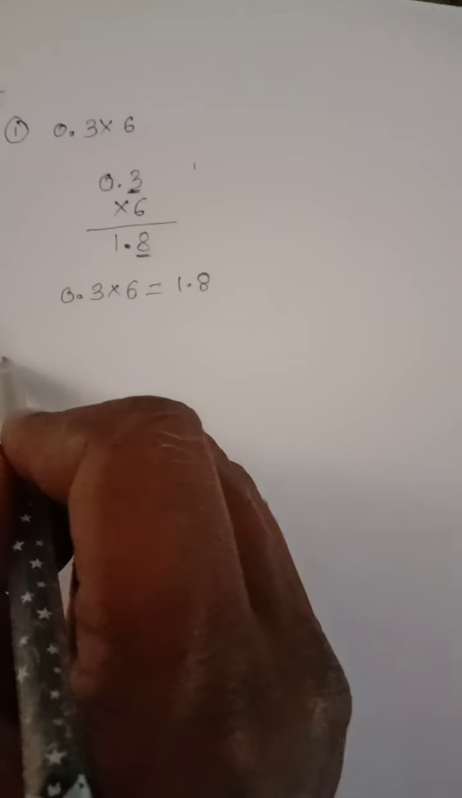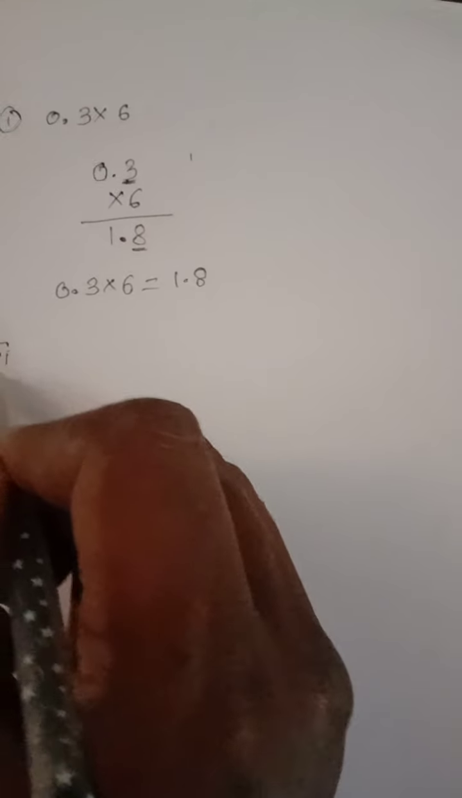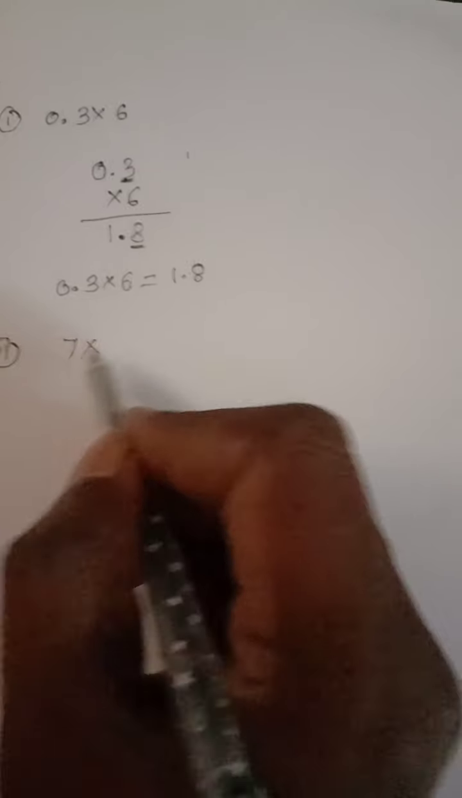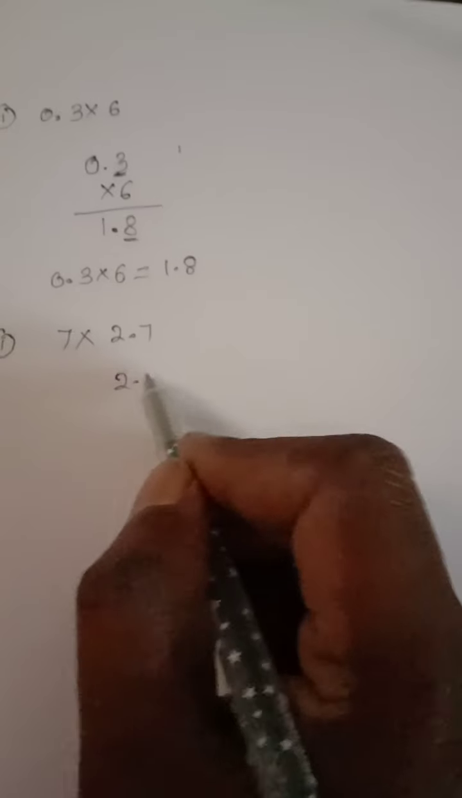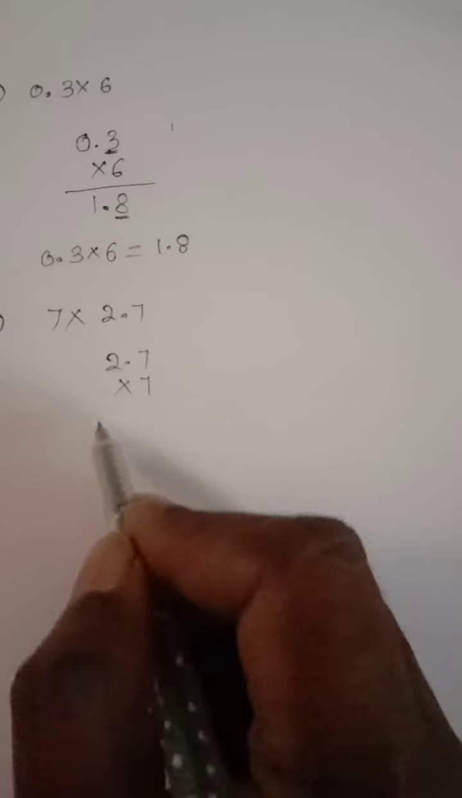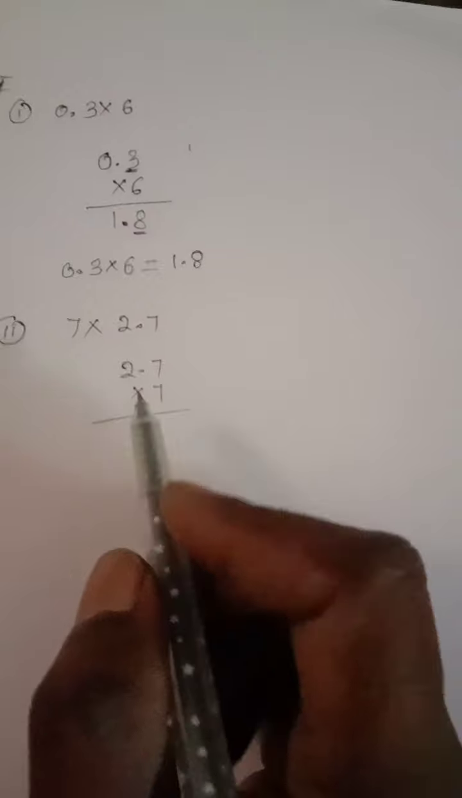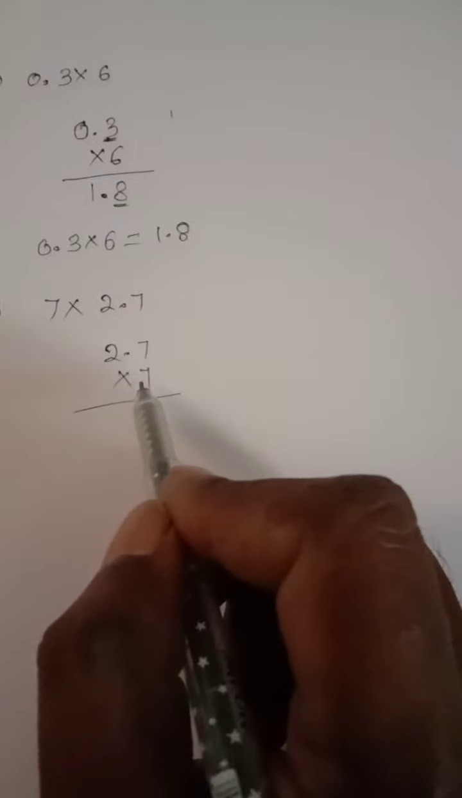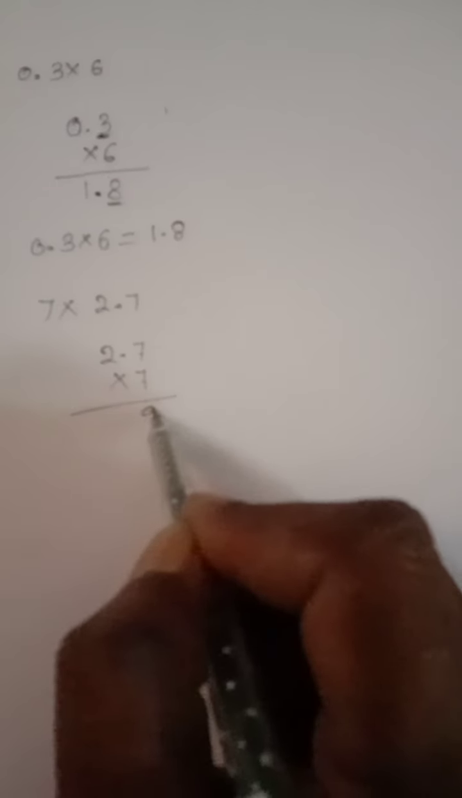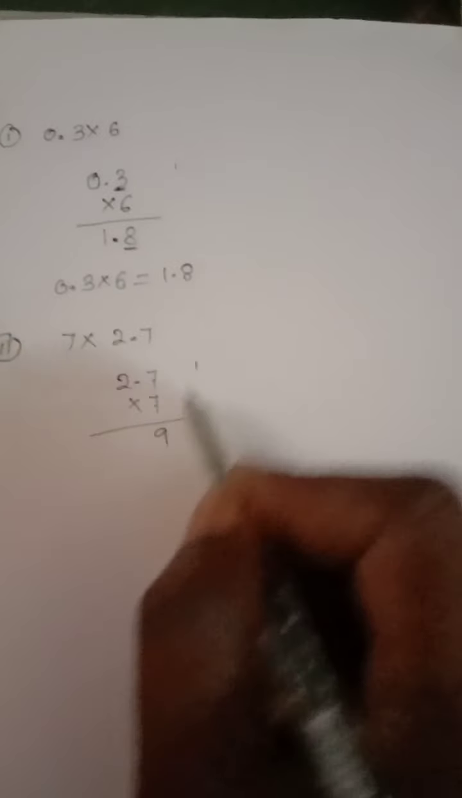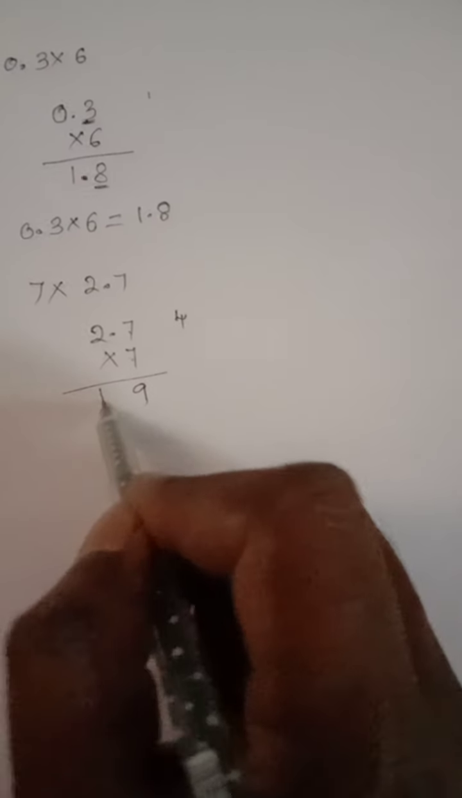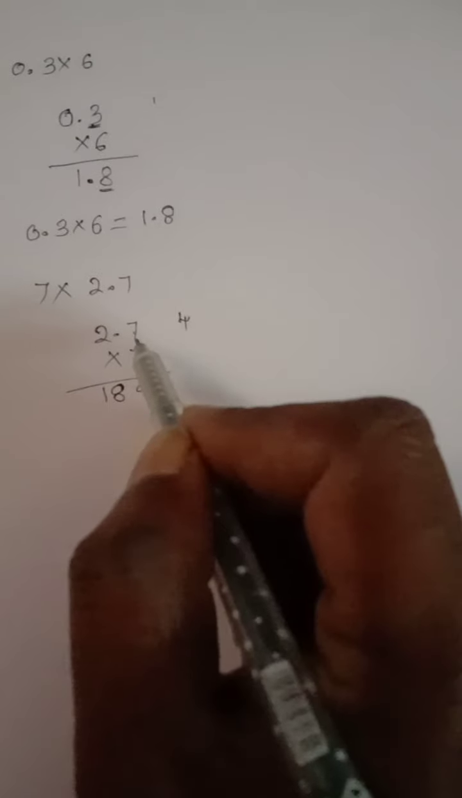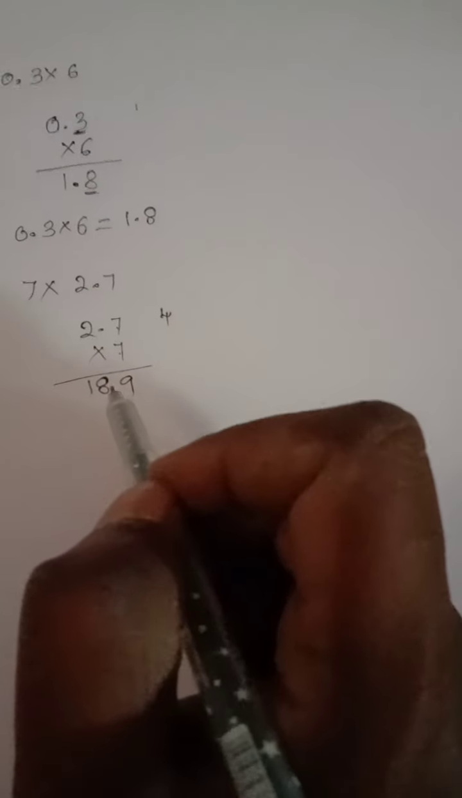Similarly, the second one, 7 into 2.7. So 2.7 should multiply with 7. How? I said clearly, we should not think about the point while multiplying. So there is no point. 7 7s are 49. Carry 4. 7 2s are 14 plus 4, 18. Now think about the point. Now you can put the point.